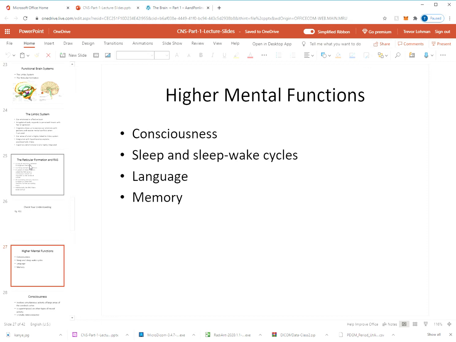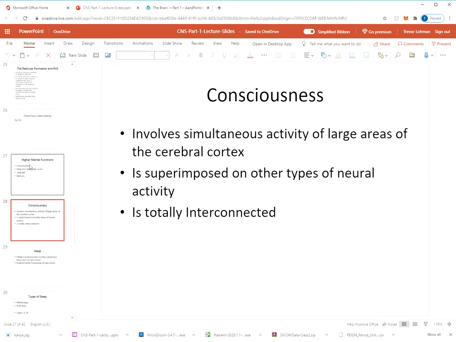So higher mental functions of your cortex, not just your cortex, but mostly of your cortex: consciousness, sleep, language, and memory. Your book's pretty funny. It says, how do you define consciousness?